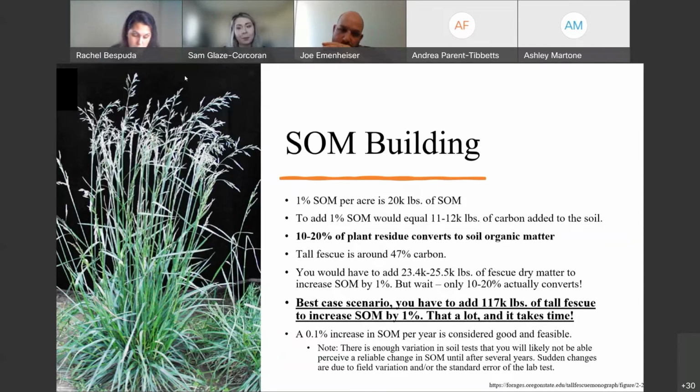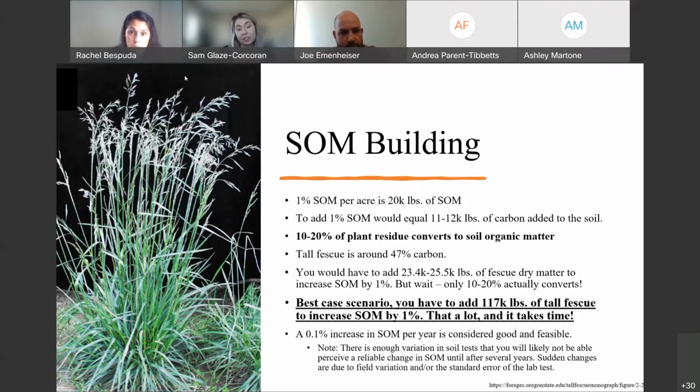So if you shake out all these numbers, it turns out that to increase soil organic matter by 1% using tall fescue, you would have to add 117,000 pounds of fescue to get that 1% increase. That takes a lot of time, right? That's obviously not going to happen in one season. And so when we're talking about building soil organic matter, and when you're looking at increases to your soil organic matter, about a 0.1% increase would be considered good and feasible in 1 year's time.